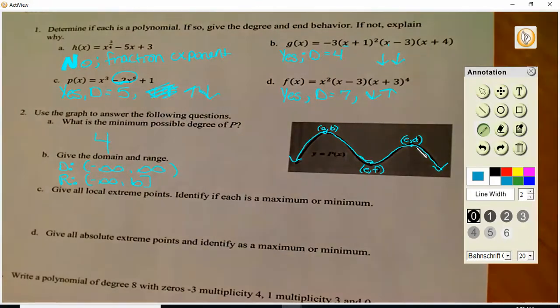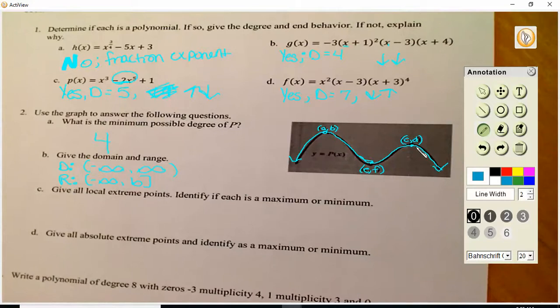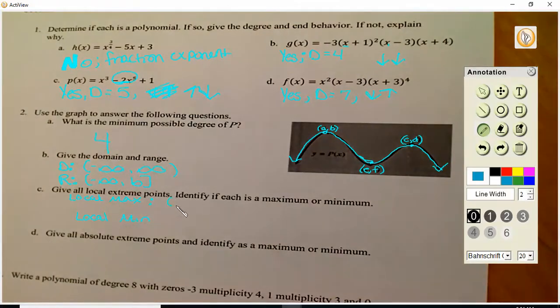Okay. Then we talked about local versus absolute maxes and mins. So local extreme. We're talking about local max, local min. Those are just higher or lower than the points around them. So what would be my local max? Yes, AB. Any other local maxes? CD. This is local, just means higher than what's around it. Absolute means the actual highest. All right, what's my local min?